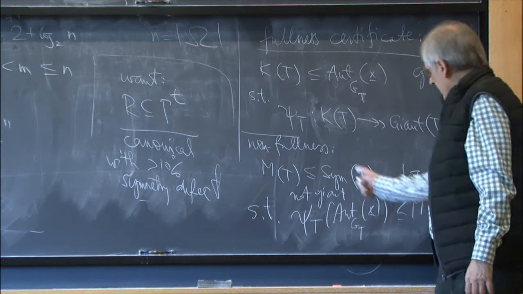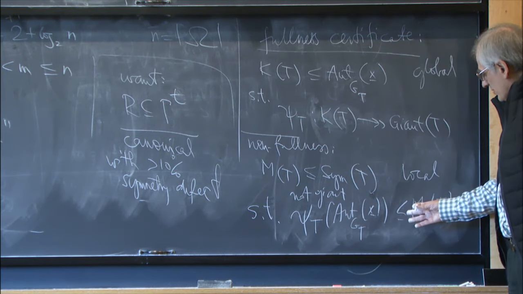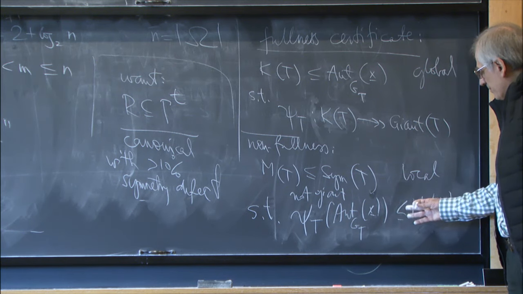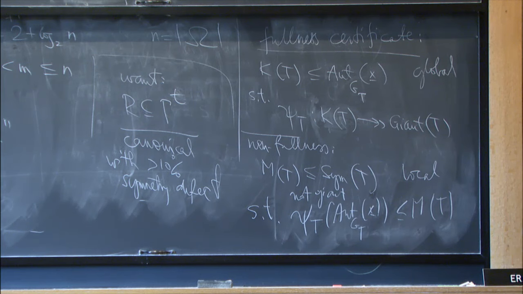So this M of T itself is going to be not containing this, but equal to an automorphism group of a partial string, okay? And when I say partial string, it means it is defined on a subset, but it has to be defined on a canonical subset, and it is defined on a canonical subset. Okay, all right.